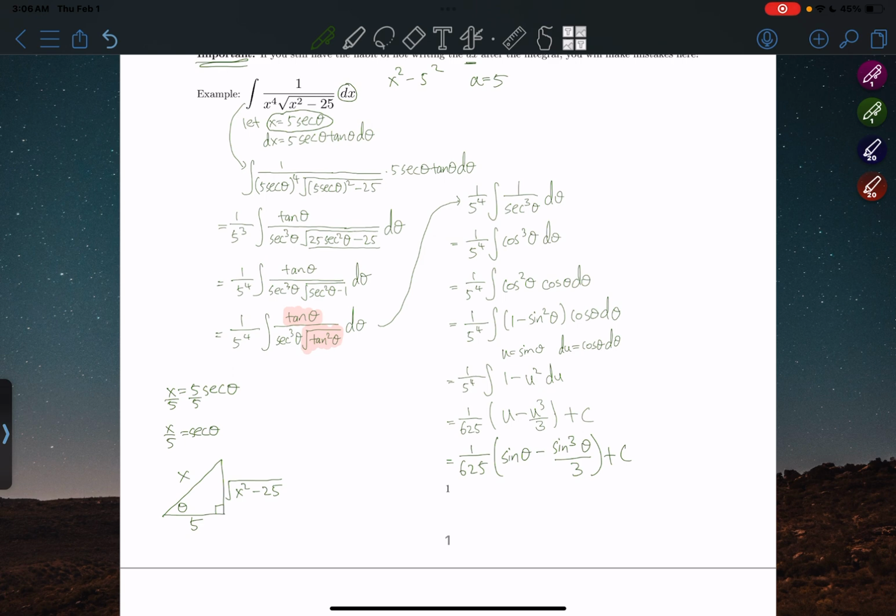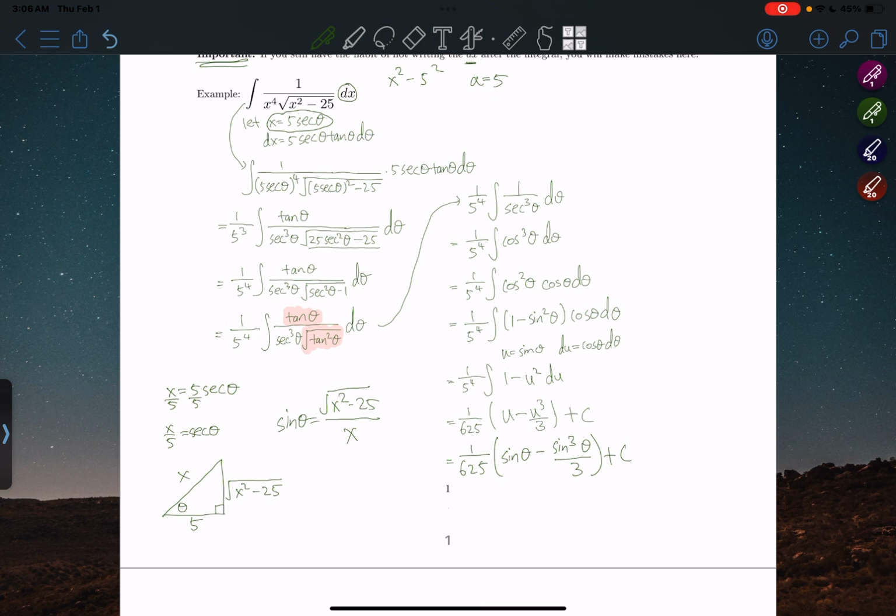But anyways, as soon as I construct this triangle, I can then relate theta, x, and sine together. So in this case, we get sine theta equals opposite over hypotenuse. So I get square root of x squared minus 25 all over x. So that is what my sine function looks like. And now it's going to be a big old solution written out very carefully.